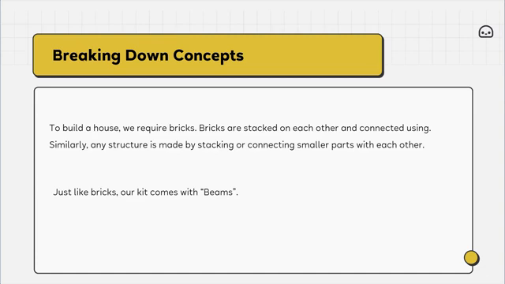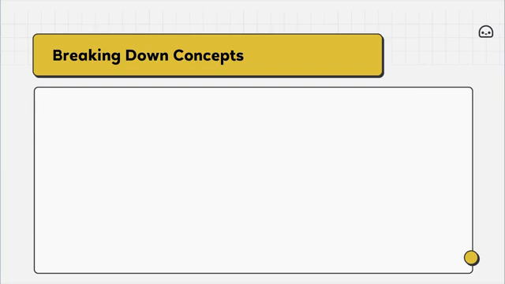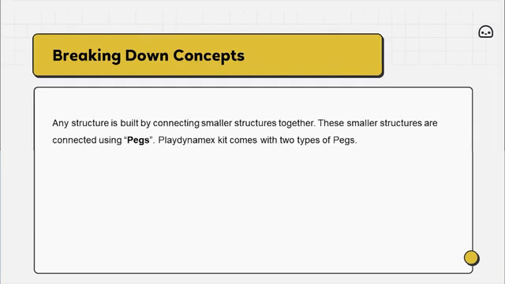Let us understand what is a beam. Beams are straight long bars that are stiff and do not bend. They are used as basic building blocks. Several beams can be connected with each other to build a bigger structure. So, how do we connect one beam with another?